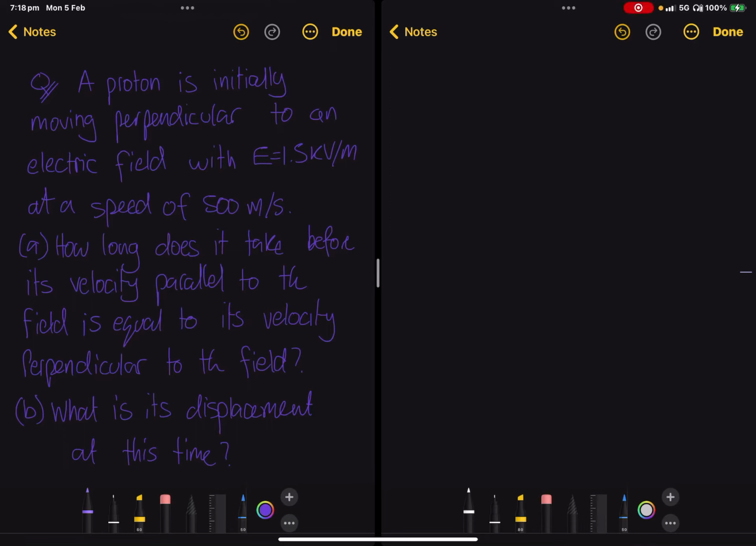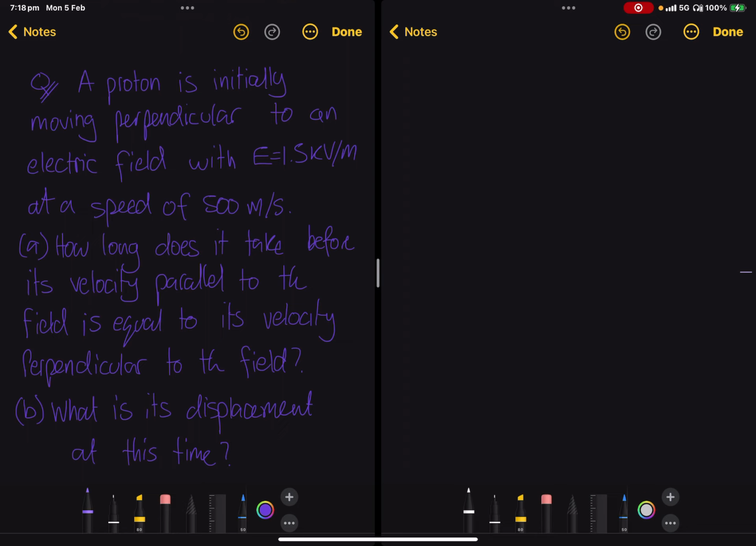Okay, so we're going to take a look at another electromagnetics question. Here we're told a proton is initially moving perpendicular to an electric field. The field has strength 1.5 kilovolts per meter. The proton is initially traveling at a speed of 500 meters per second.